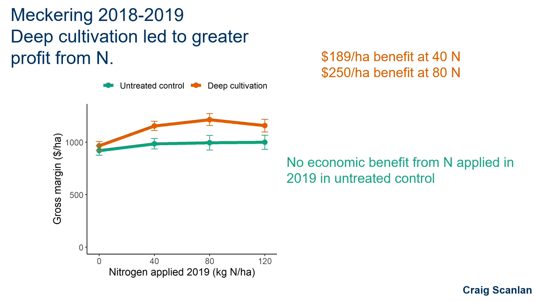And just as a bit of supporting evidence, you may recall some similar slides I put up last year around a similar design that we had in Meckering. Different soil type though and different structure, but the outcome was actually the same in that in the untreated control, while we did see a yield response to N, it was basically just enough to cover the cost of N. Where we'd done the deep cultivation, even allowing for the cost of deep cultivation, there was profit derived from applying N.